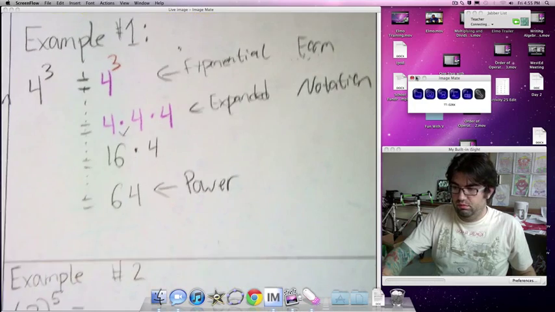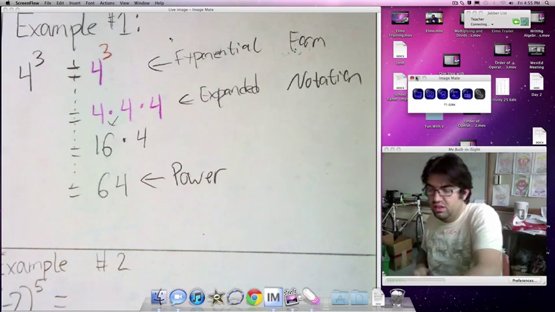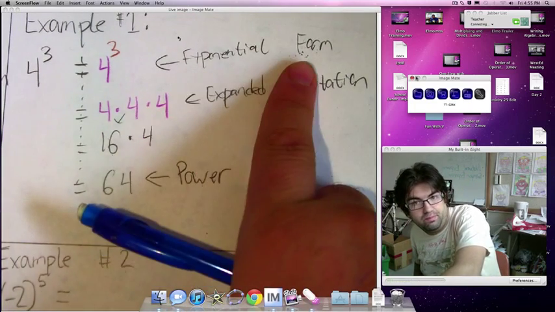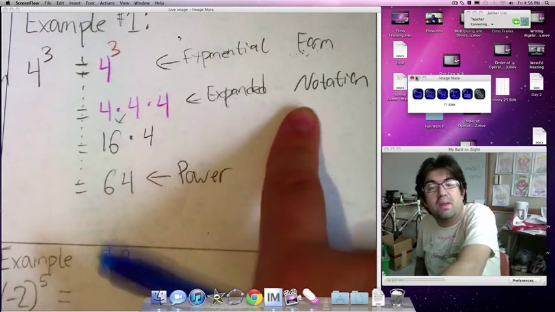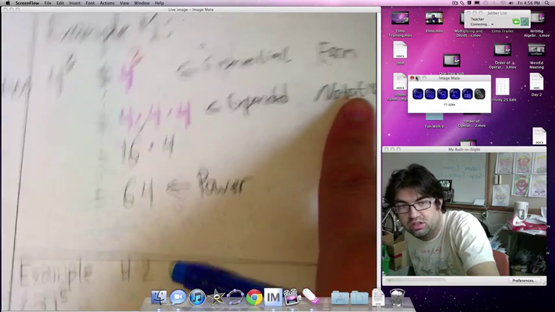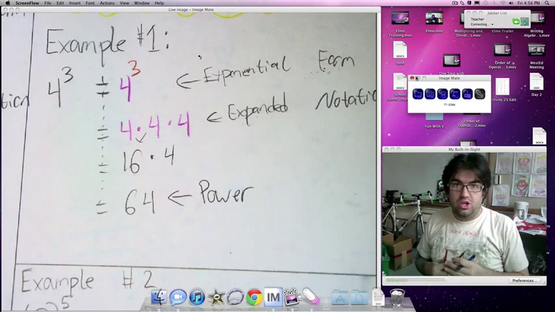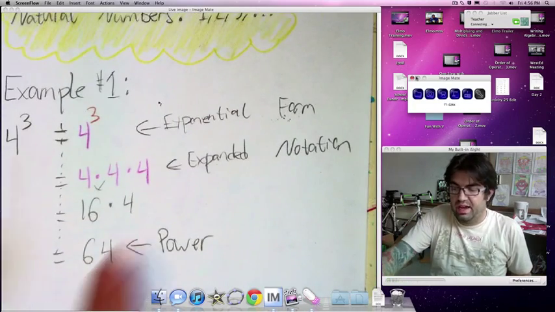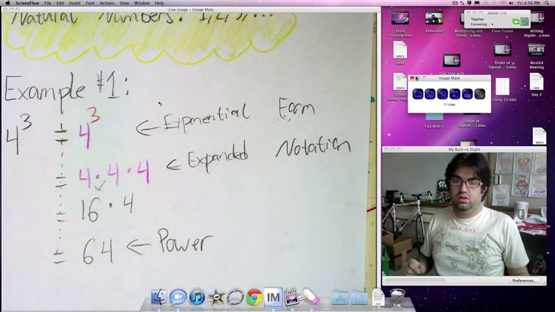So, depending on what they ask you for, they might give you the power and say, write it in exponential form. Or they might say, write the exponential form in expanded notation. Or they'll say, write the expanded notation in exponential form. There are a lot of different questions I could ask. You really need to know the difference between exponential form, expanded notation, and power.